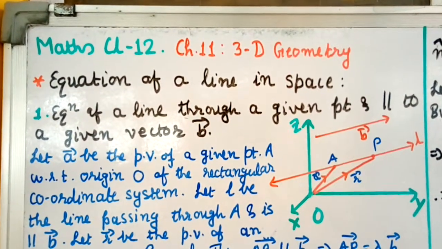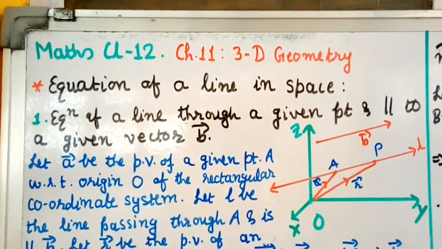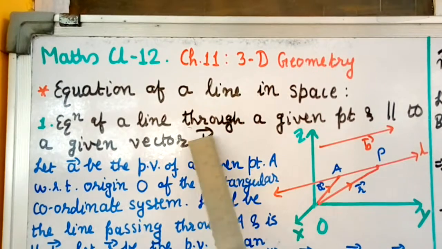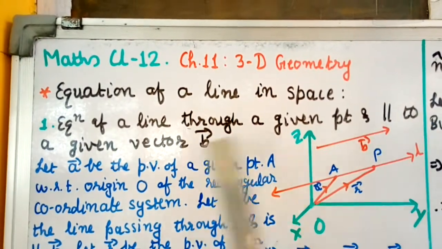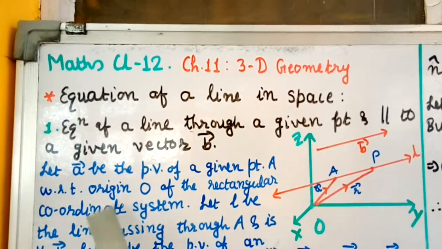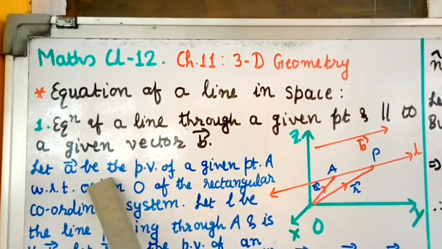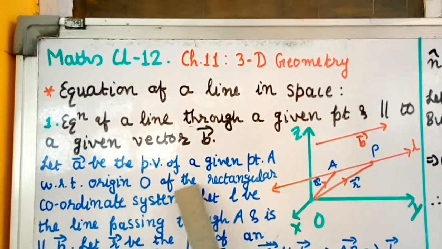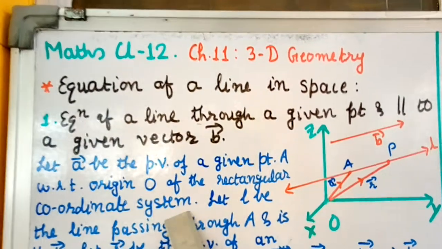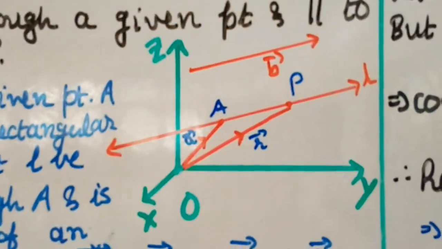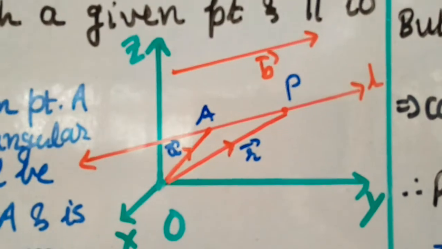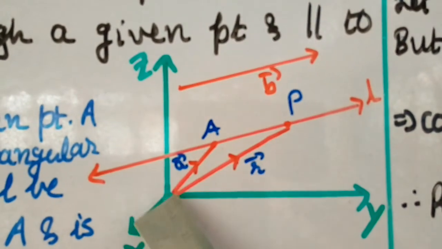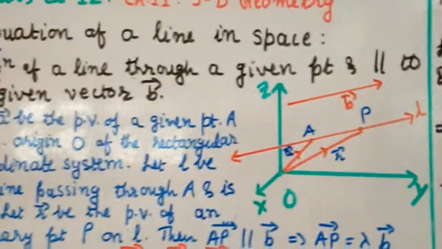direction is given, and secondly when a line is passing through two different points. So let us start with the first one, that is equation of a line through a given point and parallel to a given vector b. Let vector a be the position vector of a given point A with respect to origin O of the rectangular coordinate system. We have got a point A, it is given to us in a rectangular coordinate system, whose position vector with respect to origin is vector a, that is the position vector.